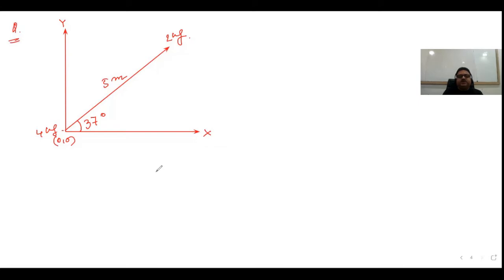Now students, look at this. A problem is given here. A mass of 4 kg is placed at the origin (0, 0). Another mass of 2 kg is placed at a 5-meter distance from the origin. We need to calculate the location of the center of mass. I'm going to show you this by using the same method. For that, first drop a perpendicular from here.